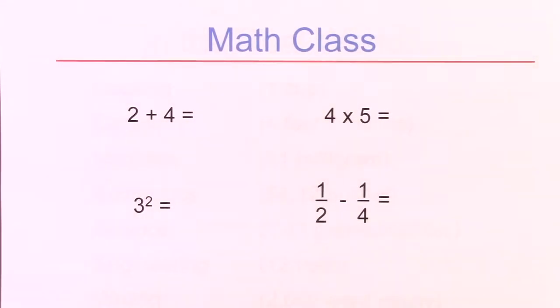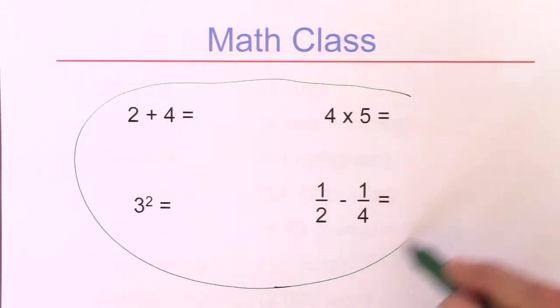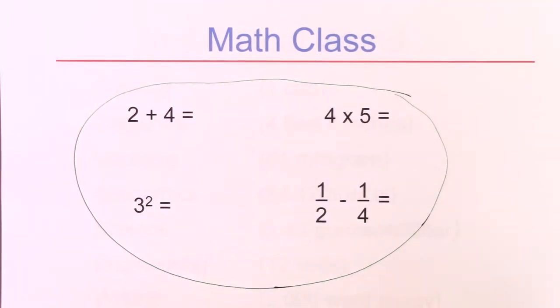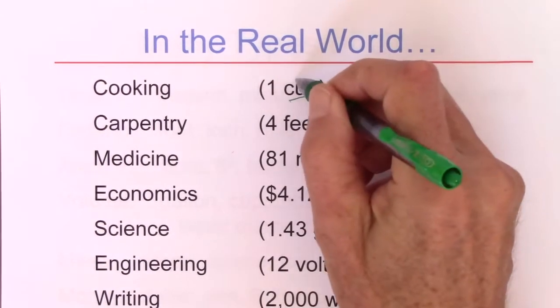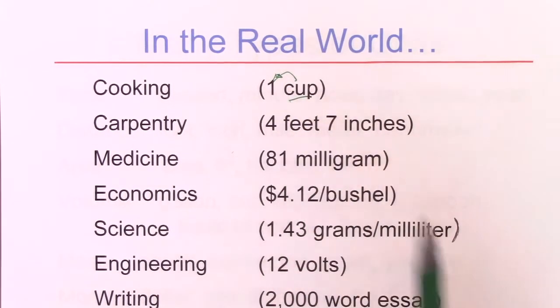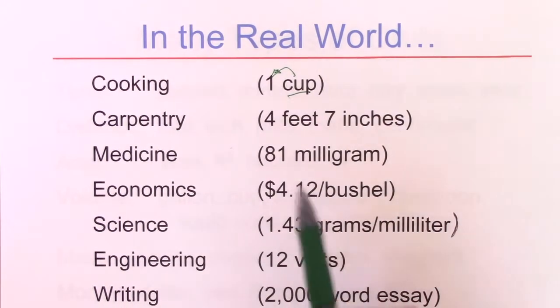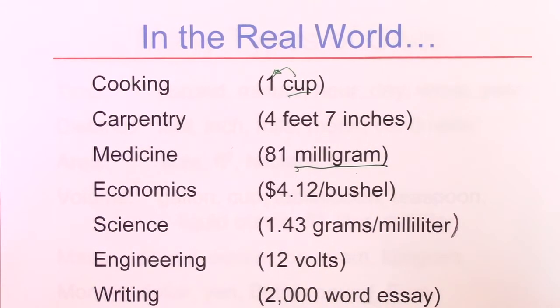In math class, we commonly come across problems such as these, which use pure numbers. But it turns out that in the real world, most of the numbers that we encounter use units. So for example, in cooking, we could talk about 1 cup of flour. Cup is the unit that goes with a 1. In carpentry, we can talk about 4 feet 7 inches. In medicine, 81 milligrams for a dose of medicine. Very important to get this unit right, or we could give the patient too much or too little medicine.